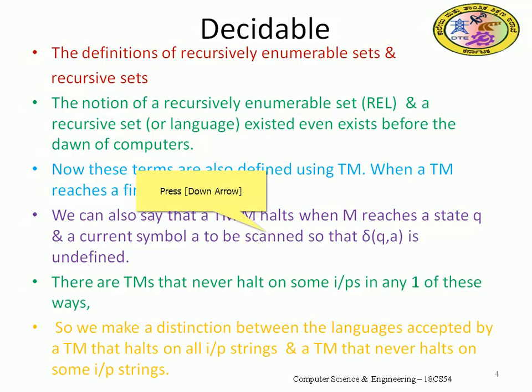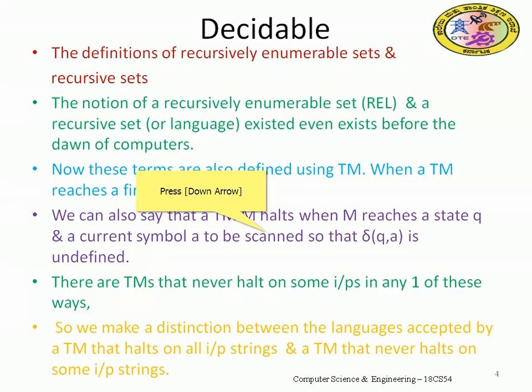So we make a distinction between the languages accepted by a Turing machine that halts on all inputs, where for every input string the machine halts, and that is the language accepted, and a Turing machine that never halts on some input strings. All inputs will be accepted in one case, and some inputs will not be accepted in the other. That is also a language. So between these languages there will be a discrimination, right?